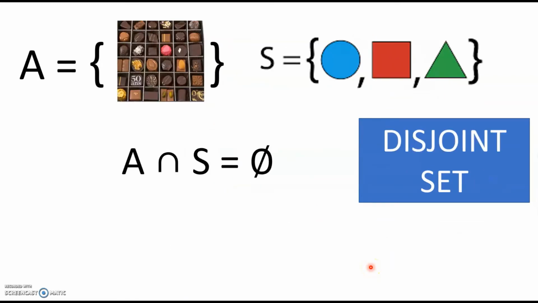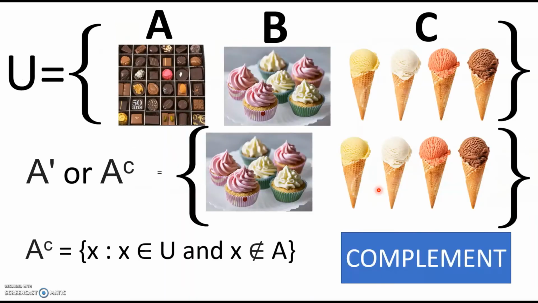What is a disjoint set? Let's look at these two sets. Set A has a box of chocolates and set S has shapes. Is there anything common between these two sets? No, there's nothing. So these two sets have nothing in common. If you say A intersection S, then it's an empty set. So as such, when the intersection of sets A and S is an empty set, then A and S are called disjoint sets.